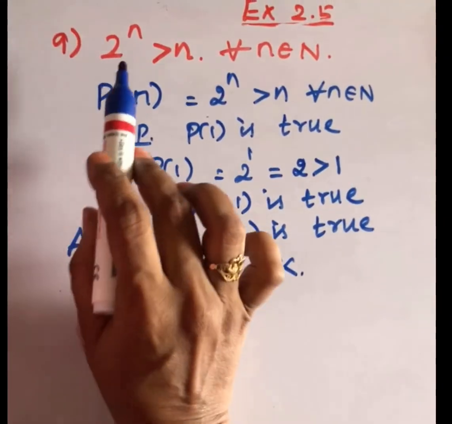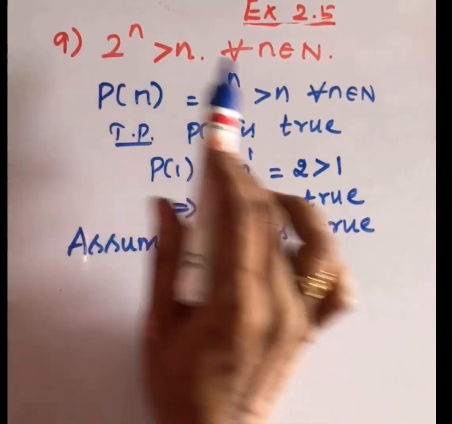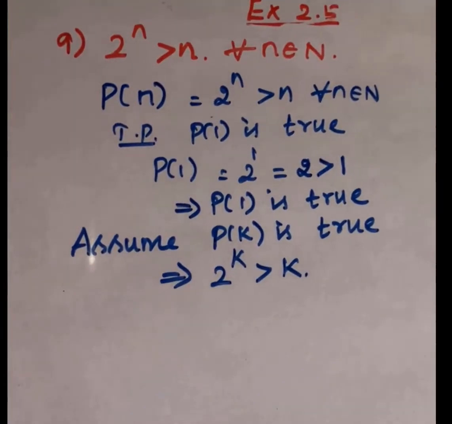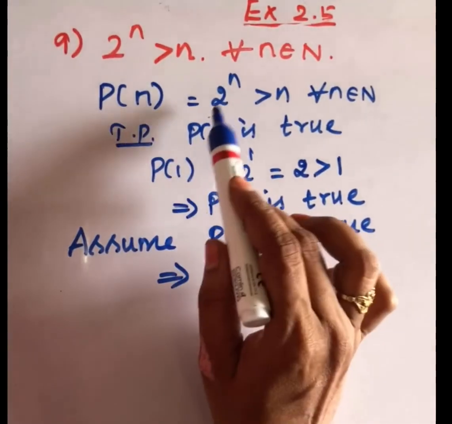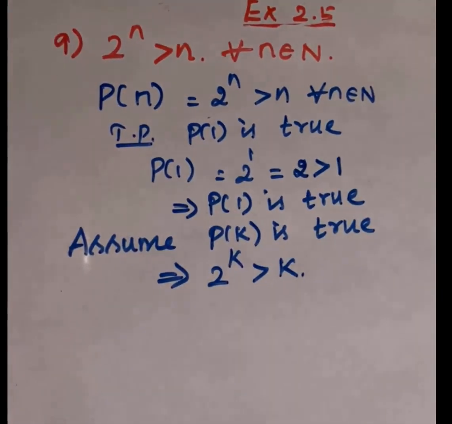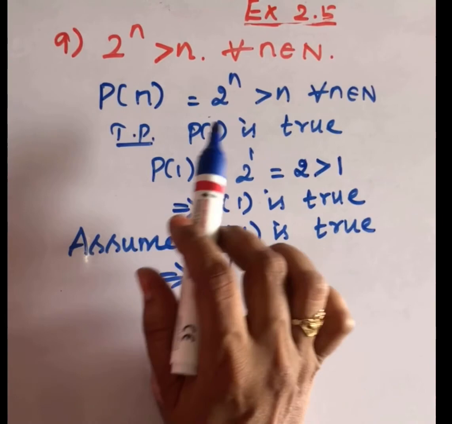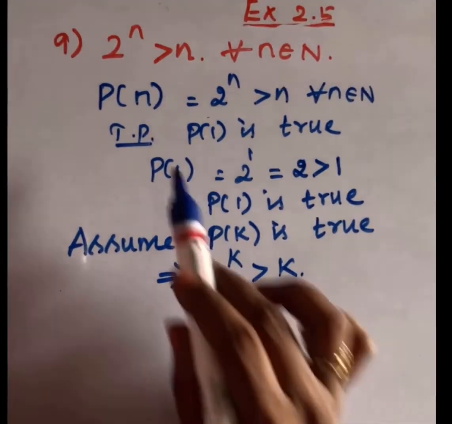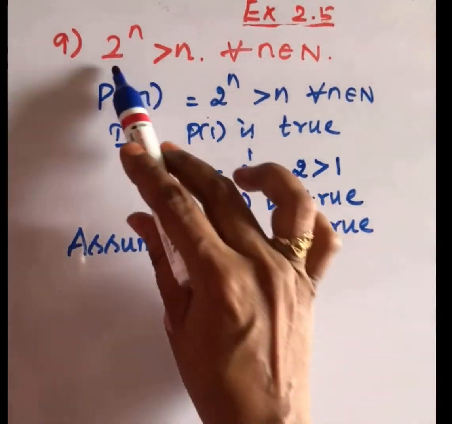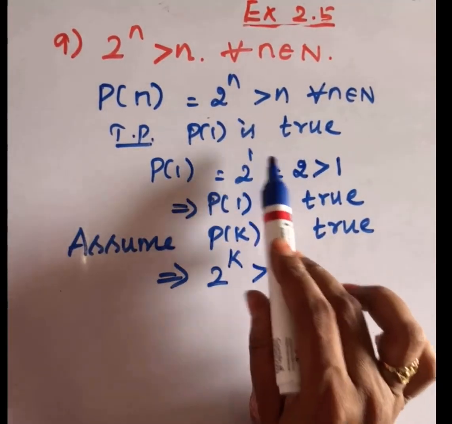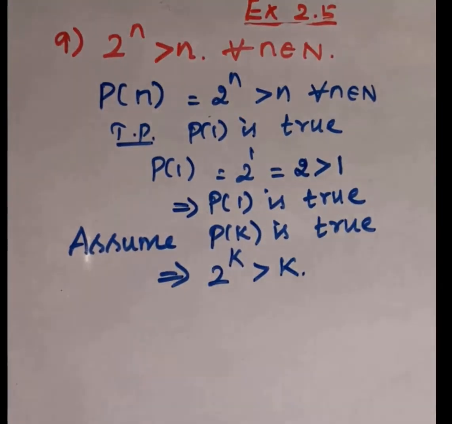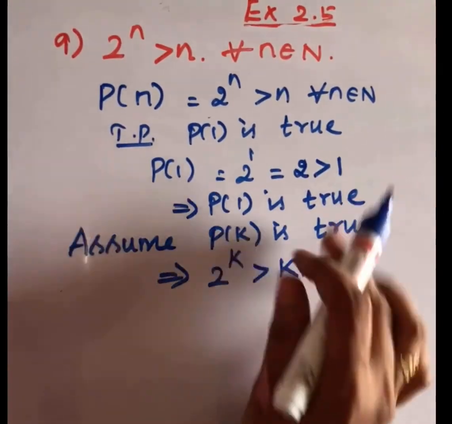Ninth one: 2 power n is greater than n for all n belongs to N. So P of n is 2 power n is greater than n for all n belongs to N. We have to prove P of 1 is true. Instead of n we substitute 1, that is 2 power 1, which is equal to 2, and it is greater than 1. So P of 1 is true in this case.